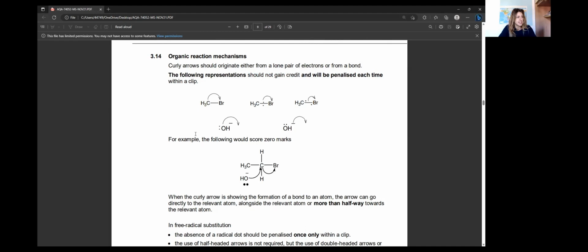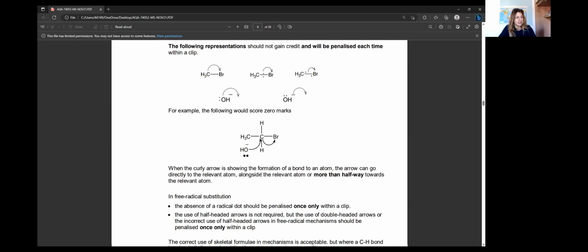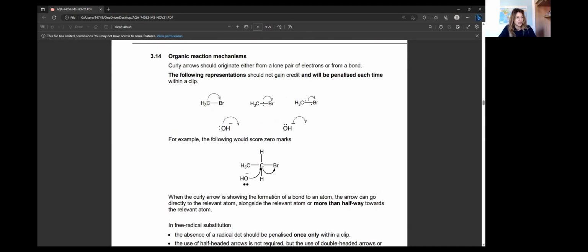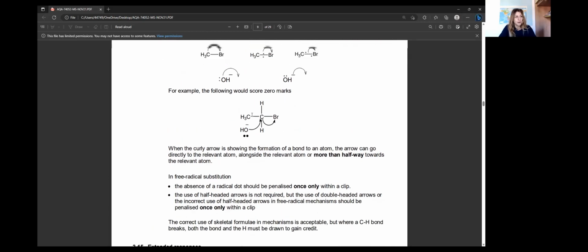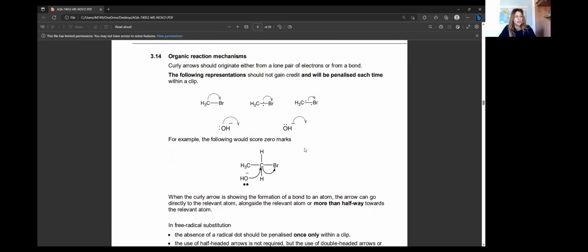So notice the mistakes in this one. Here it is not the carbon giving electrons to the bromine, but they would come from the bond. So it's always from a lone pair of electrons or from a bond. Here we don't need to write the electron in the bond. It would just be from the bond. Notice that if you write it like this, it would not be correct because it doesn't originate from the lone pair. So they're quite picky in terms of mechanism, so it's useful to learn it the right way.